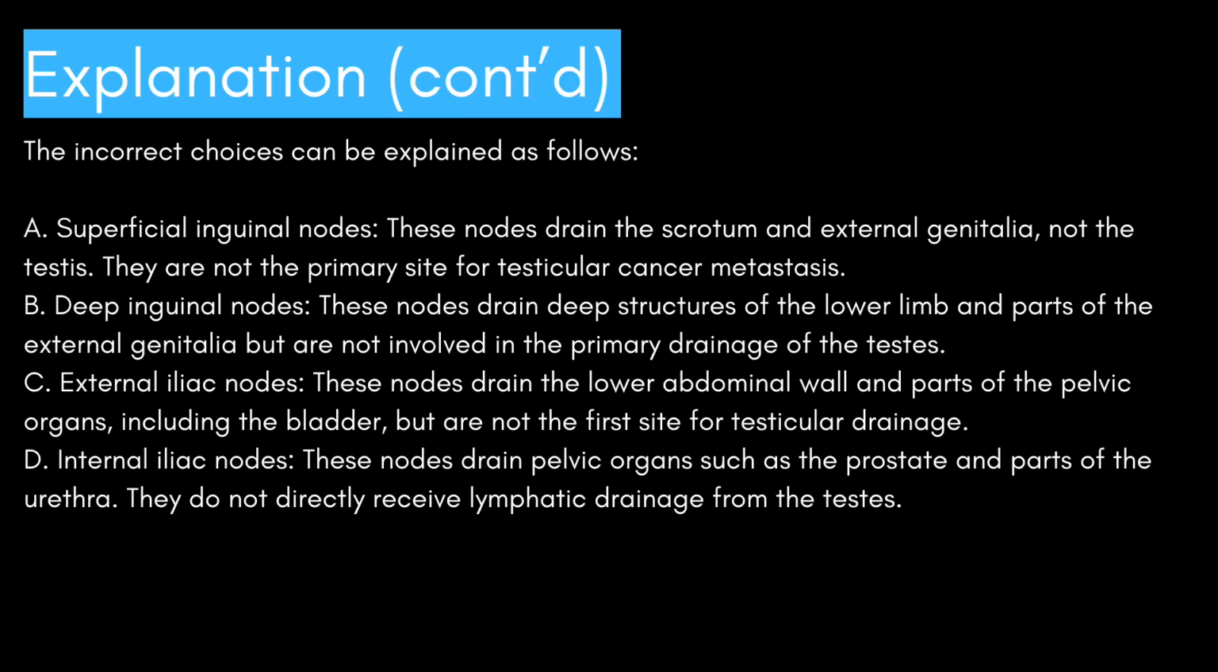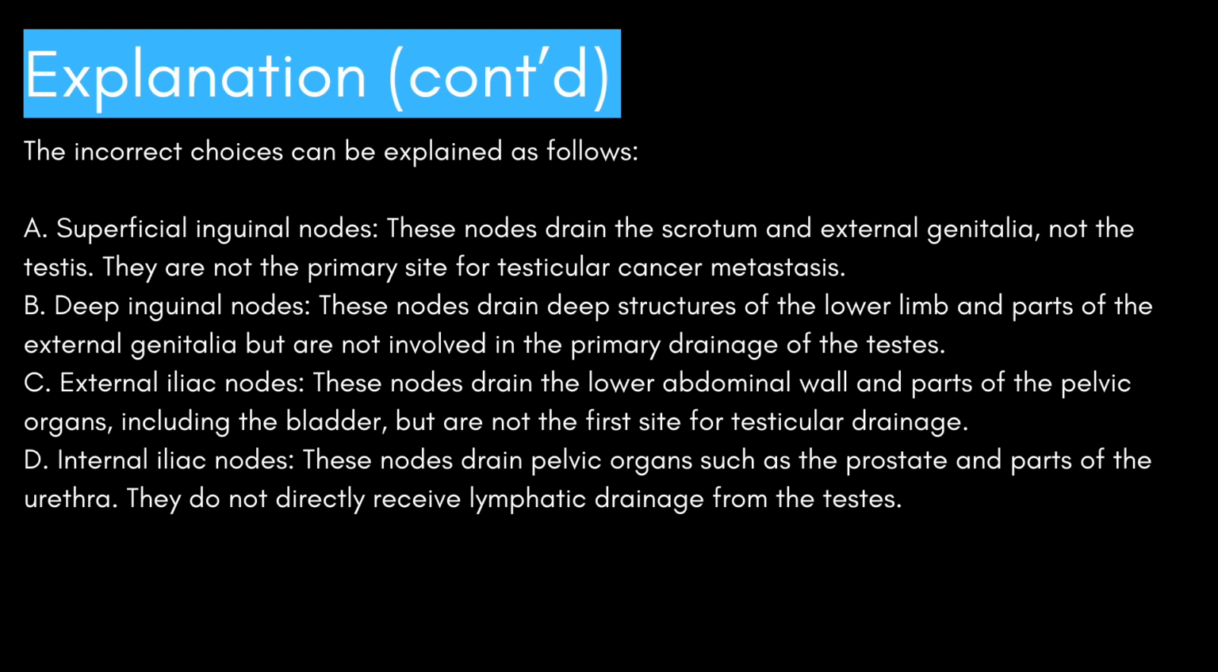The incorrect choices can be explained as follows. A. Superficial inguinal nodes. These nodes drain the scrotum and external genitalia, not the testis. They are not the primary site for testicular cancer metastasis. B. Deep inguinal nodes. These nodes drain deep structures of the lower limb and parts of the external genitalia, but are not involved in the primary drainage of the testes.